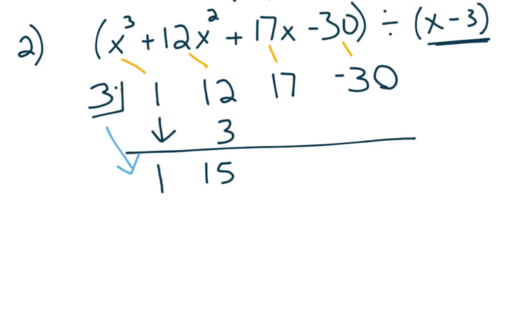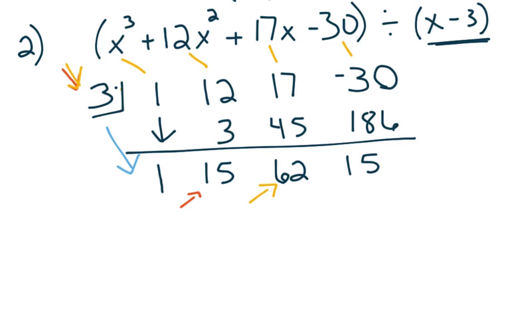We multiply the positive 3 and the 15, and we are given a 45. When we add those together, we get 62. And we multiply our 3 times our 62, and we get 186. And when we do negative 30 plus 186, we get 156.